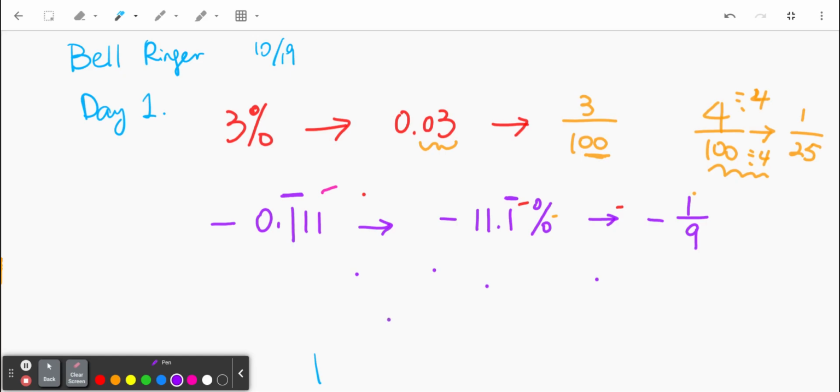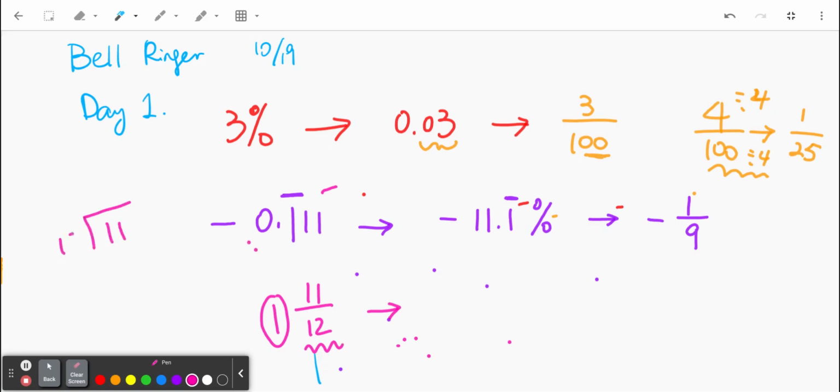So the last question is, you're given a fraction and you write the decimal and percentage. So 1 and 11 over 12. What you're going to do is, when you change that, the 1 is still 1. You just need to find a decimal for 11 over 12. So 11 over 12, it's hard to convert to 100. So we're going to do the long division. 11 divided by 12.